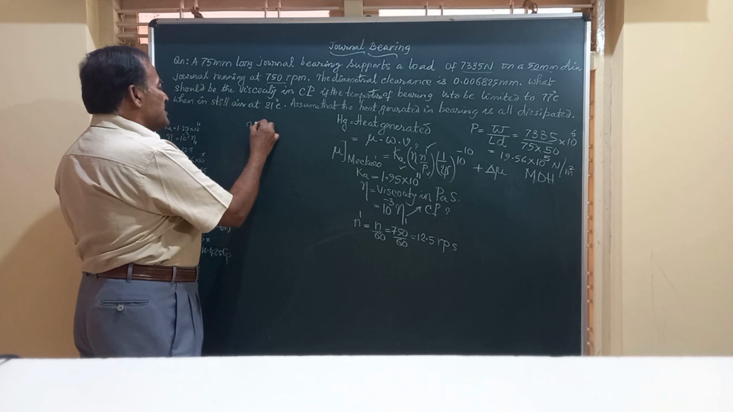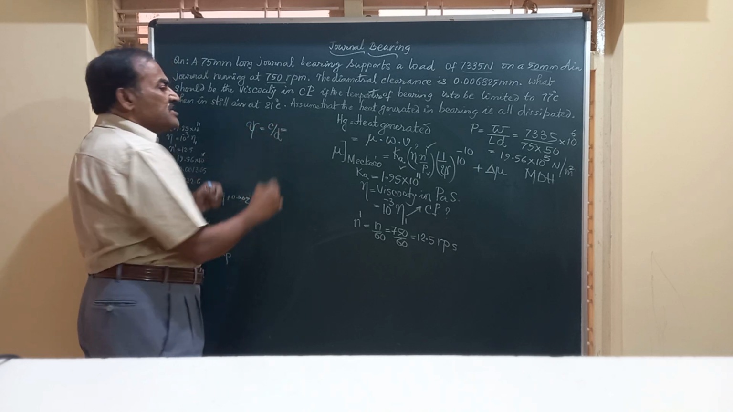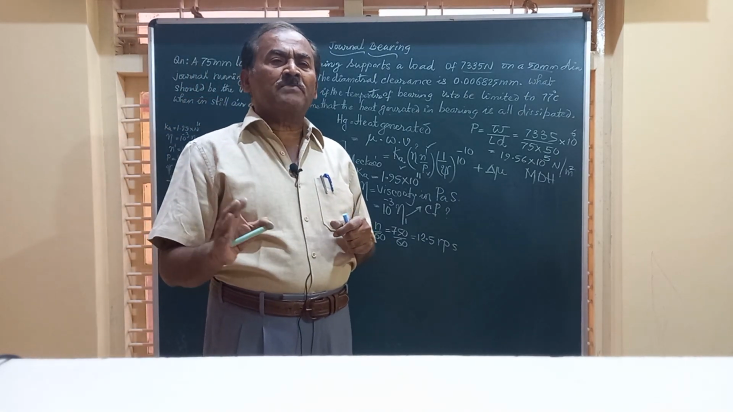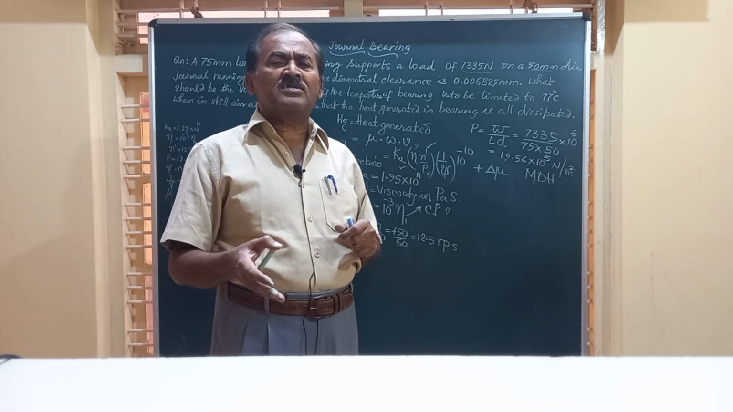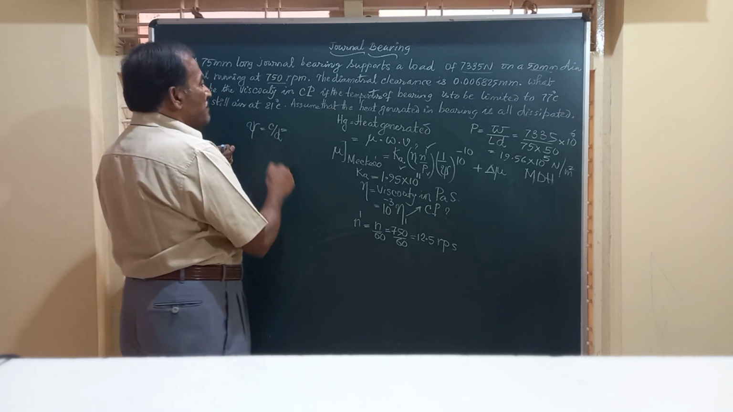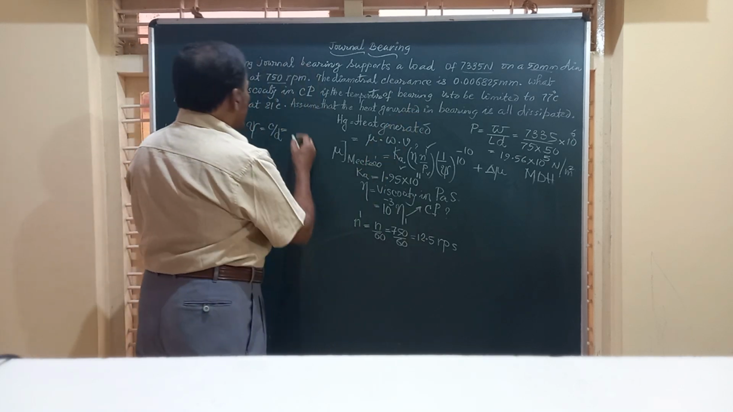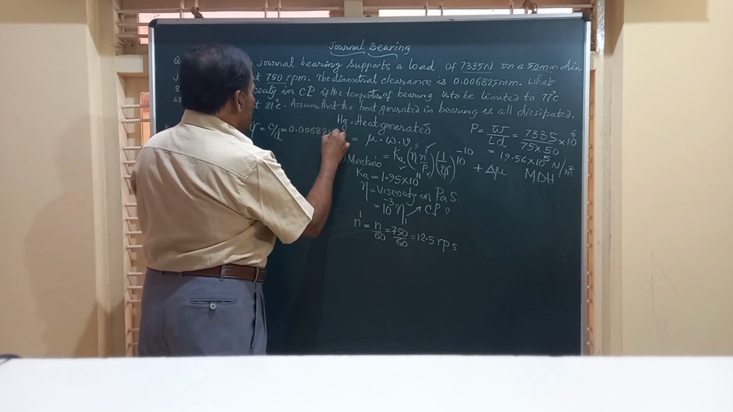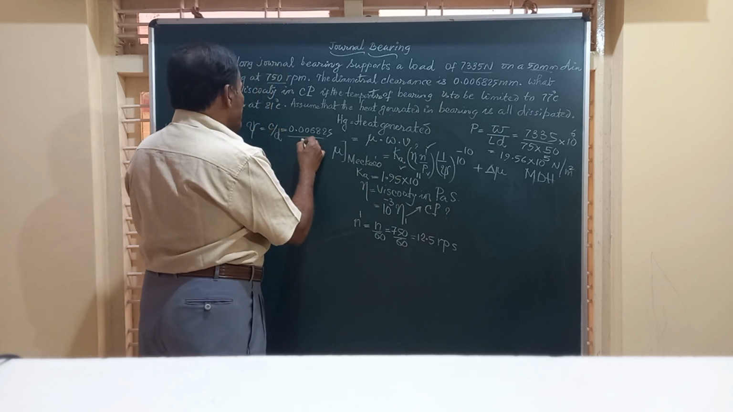Psi is the ratio of C by D. C is the diametral clearance, and you should be very careful. Sometimes, instead of giving the diametral clearance, the radial clearance will be given. So in the formula it is the diametral clearance, which is 0.006825 divided by the diameter of the journal, 50.